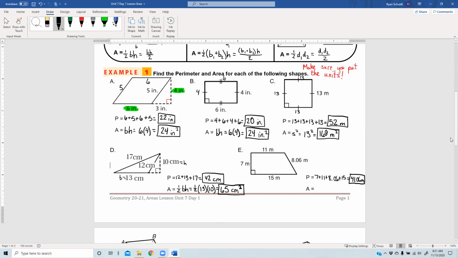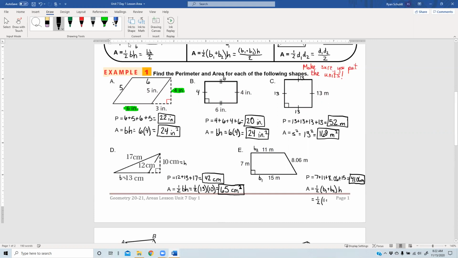Okay, now for the trapezoid, we said the area is 1/2 of base 1 plus base 2 times the height. So I know I got my 1/2. Our bases are going to be 15 and 11. Now, it doesn't matter which order you put them in. If I wanted base 1 to be 11 and base 2 to be 15, that's fine. As long as you recognize 11 and 15 as the bases, you'll be good.